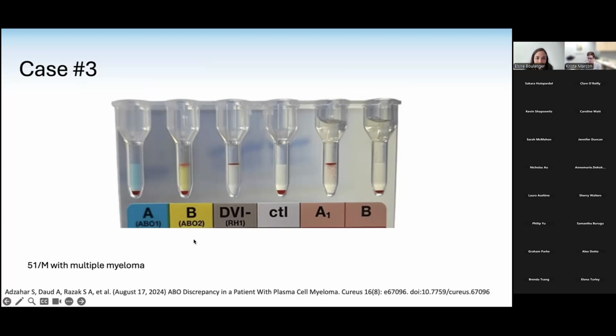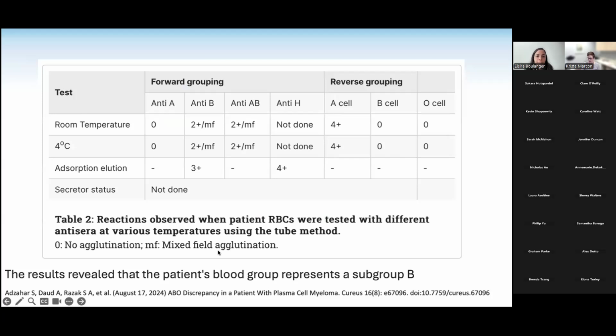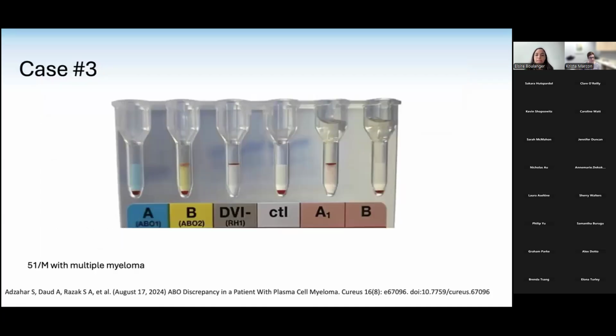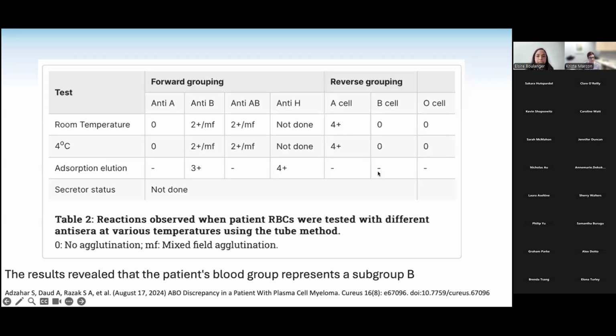Well, this case was very interesting. This was a case from the literature. They did some techniques to try to enhance it, because when we're having a very weak forward reaction, we will try to enhance, we will apply enzymes, we will measure this at 4 degrees, because we can have more reactions at 4 degrees. Maybe they were thinking, okay, what if this patient has a B, with a reaction with the reverse typing of the B, let's enhance this. But in the end, it resulted the same.